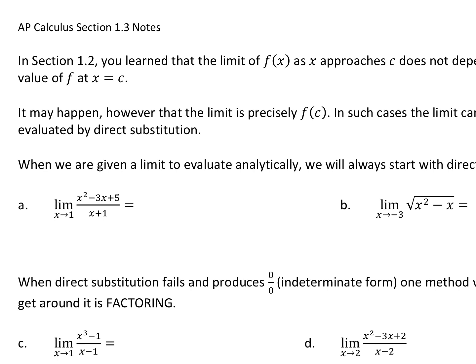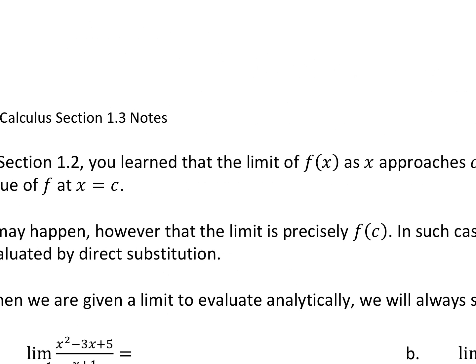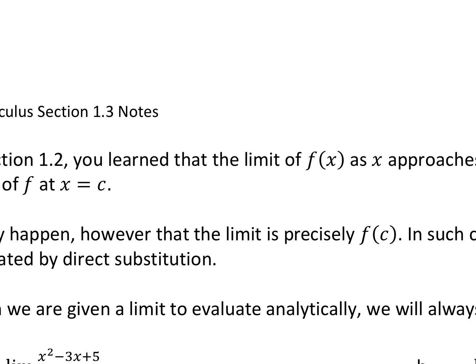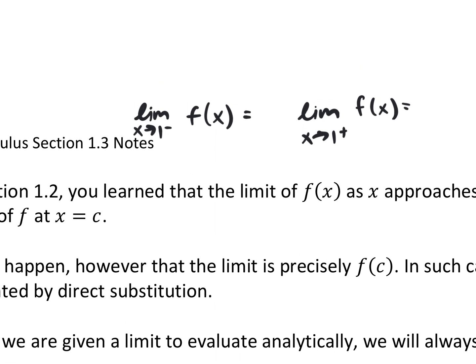Okay, so in section 1.2, what we talked about last time, looking at a bunch of graphs, we learned that the limit of f of x as x approaches c does not necessarily depend on the value of f at x equals c. What does that mean? For example, on the homework that you did last class, you had a function where the limit as x approaches 1 from the left equaled something, and the limit as x approaches 1 from the right equaled something. Then you were also asked about the limit as x approaches 1 of that function, and what the function of 1 was, for example.